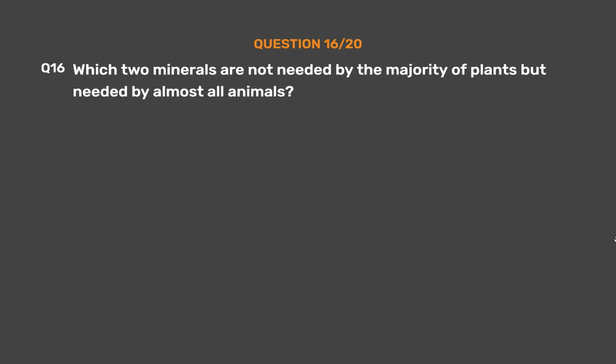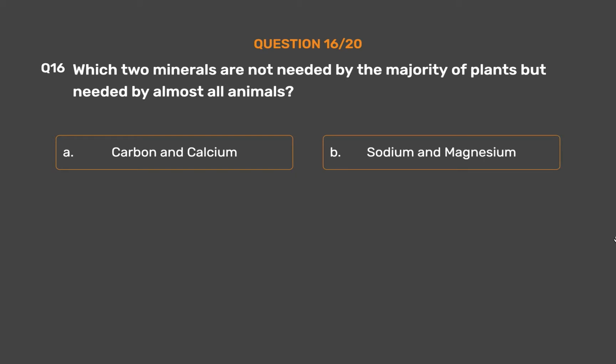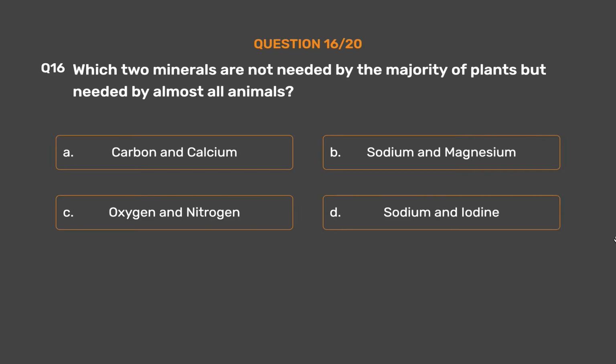Question number 16. Which two minerals are not needed by the majority of plants but needed by almost all animals? Option A. Carbon and calcium. Option B. Sodium and magnesium. Option C. Oxygen and nitrogen. Option D. Sodium and iodine.